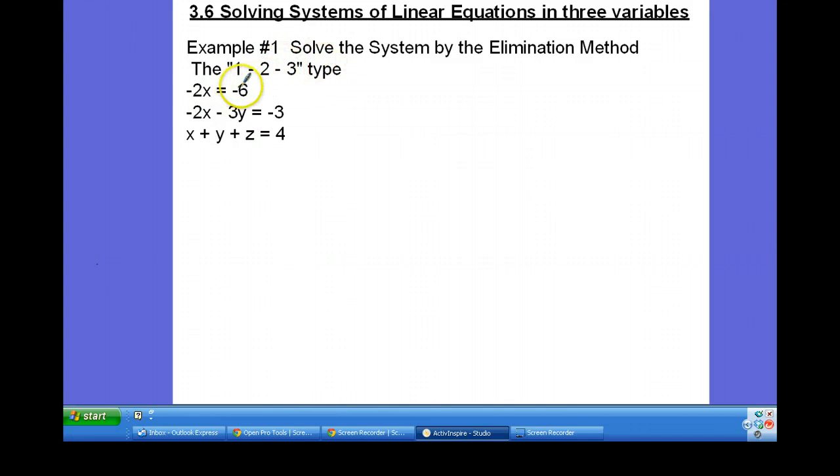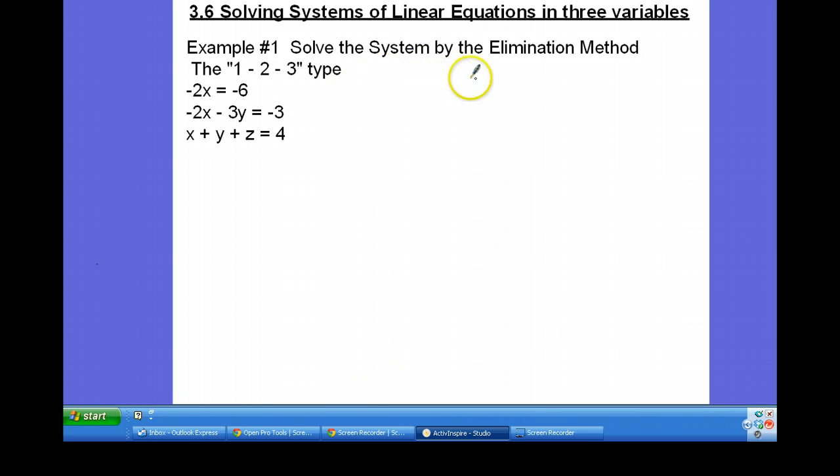The reason we call that 1, 2, 3 type is because our first equation has only one of the three variables, our second one has two of the three variables, and the third equation is the only one with all three variables x, y, and z. I should say that when we solve a system of three equations and three variables, we're looking for an ordered triple for the answer. So there'll be an x, y, and a z as well in our answer.